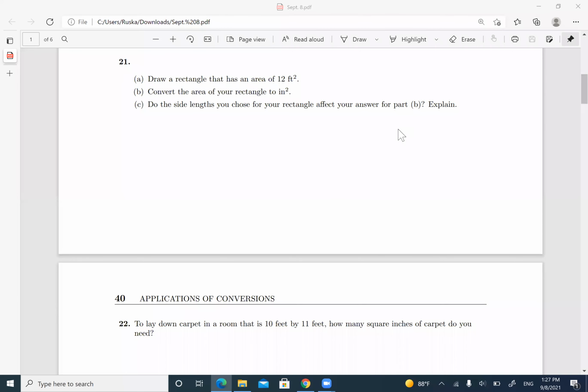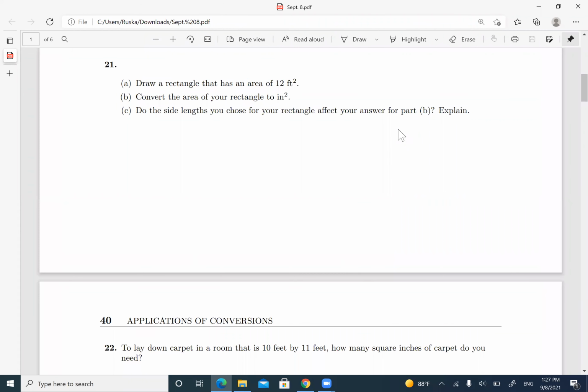Okay, so we're doing number 21 right now. We have to draw a rectangle that has the area of 12 square feet, and convert the area of your rectangle into square inches. I'm not going to draw the rectangle, I'm just going to change feet to inches, right? So I have 12 square feet. If I want to change to inches, I need to know how many. So I'm going to put feet in the bottom and inch in the top. But because this is square, I'm going to square everything here.